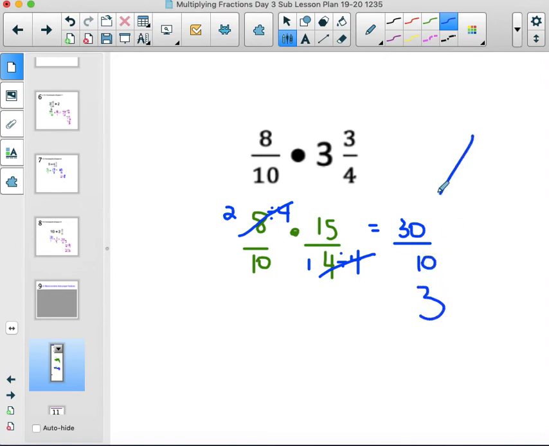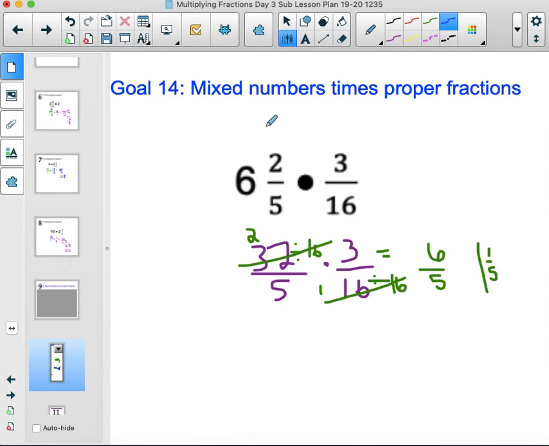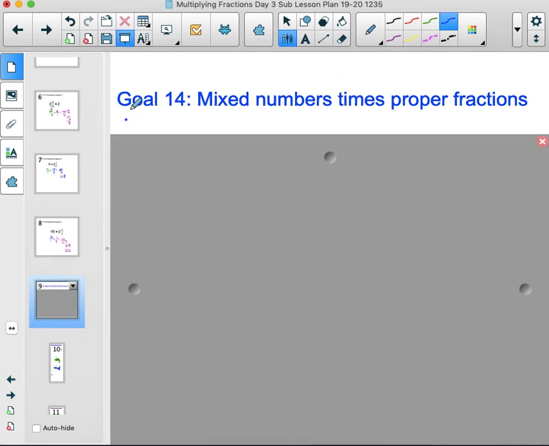So if you got this, you know how to multiply fractions. If you got 3, you know how to simplify fractions. So let's go back to the goal. The goal was mixed numbers times proper fractions. Look at that. Is it better than it was a few days ago? If so, make sure you star it. We'll start the next video here shortly.